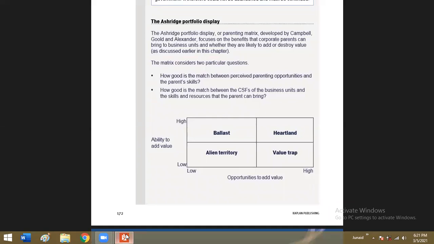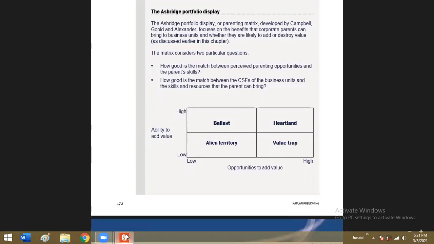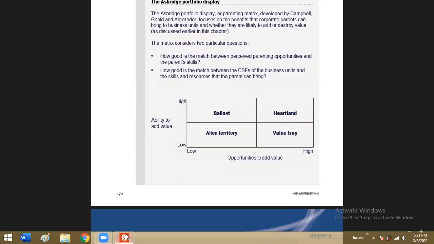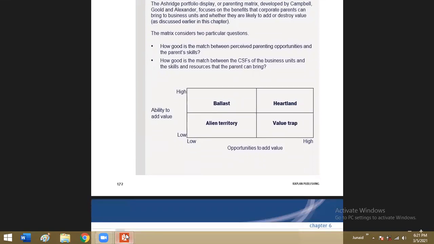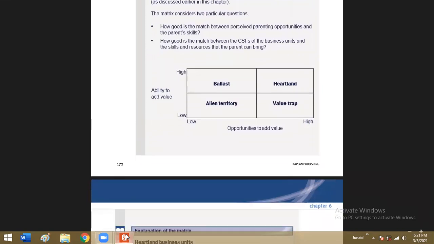How good is the match between the CSFs, the critical success factors of the business units, and the skills and resources that the parent can bring? This is basically applied to parent and subsidiary companies. So, how good is the parenting, do they have the skills to manage the subsidiaries, and how does the parent company deploy resources and skills to manage those CSFs? Now, on the y-axis we have ability to add value, and on the x-axis we have opportunities to add value.